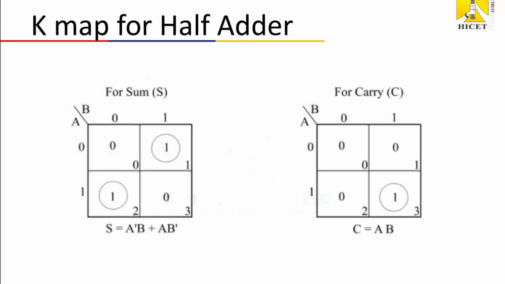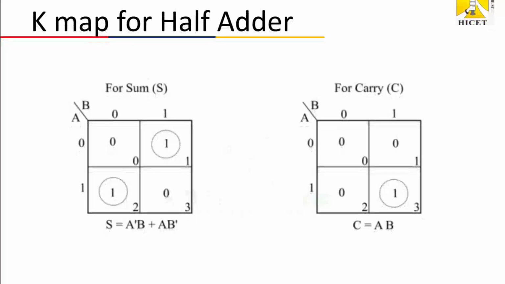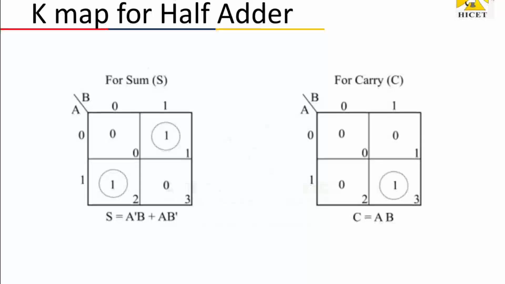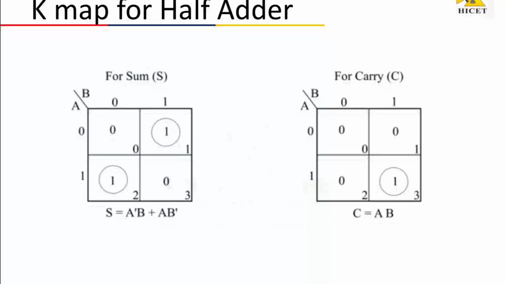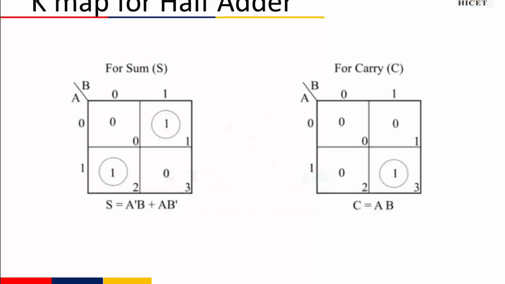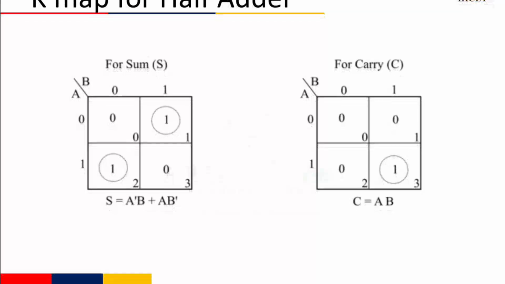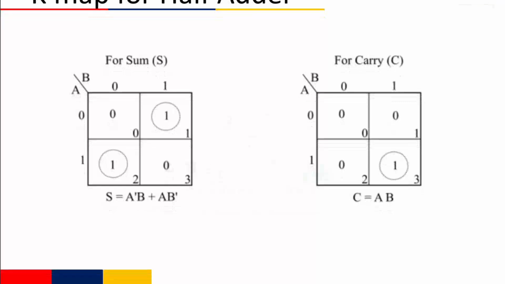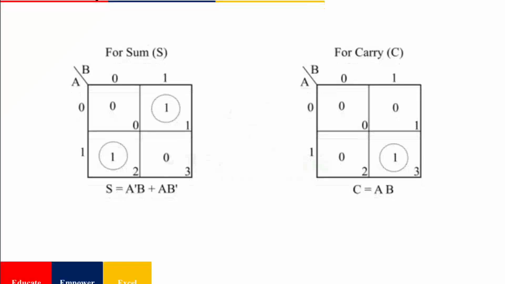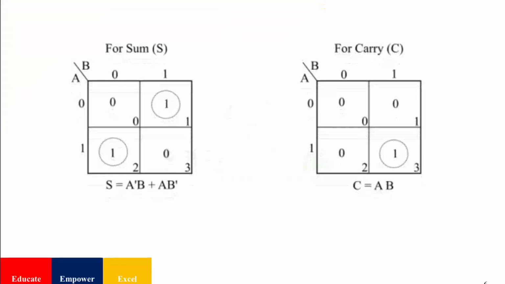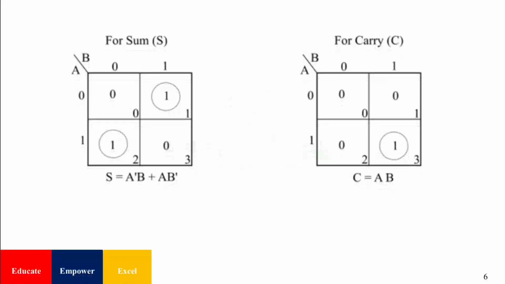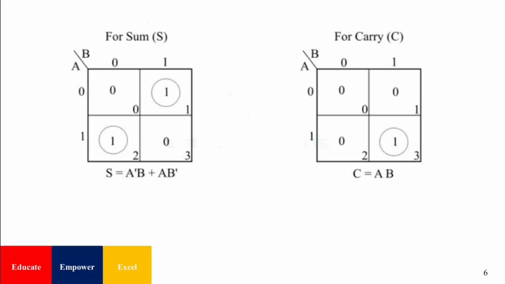First, for the sum S output, we need to mark the cells corresponding to input combinations where the sum is 1. That happens when only one input is high. A is 0 and B is 1, or A is 1 and B is 0. So we place 1s at these positions. The simplified expression we get is S equals A bar B plus A B bar, which is equivalent to A XOR B. Next, for the carry C output, we mark the cells where both A and B are 1. This is the only case where carry is 1. So we place a 1 there and the simplified expression is C equals AB.